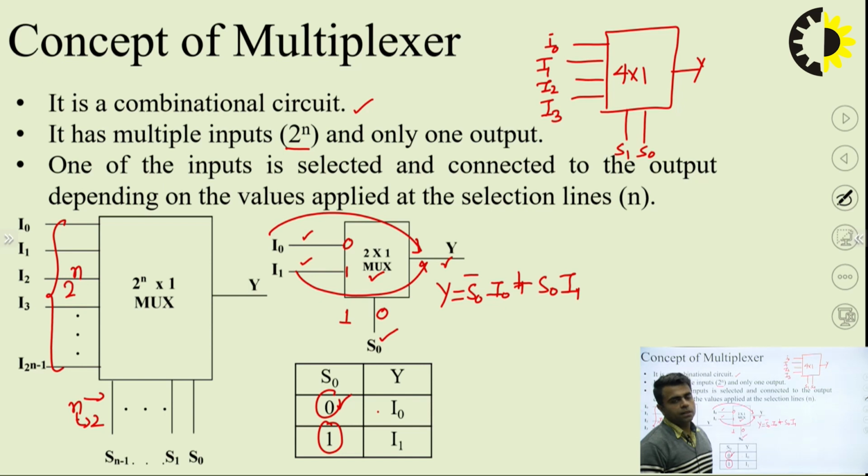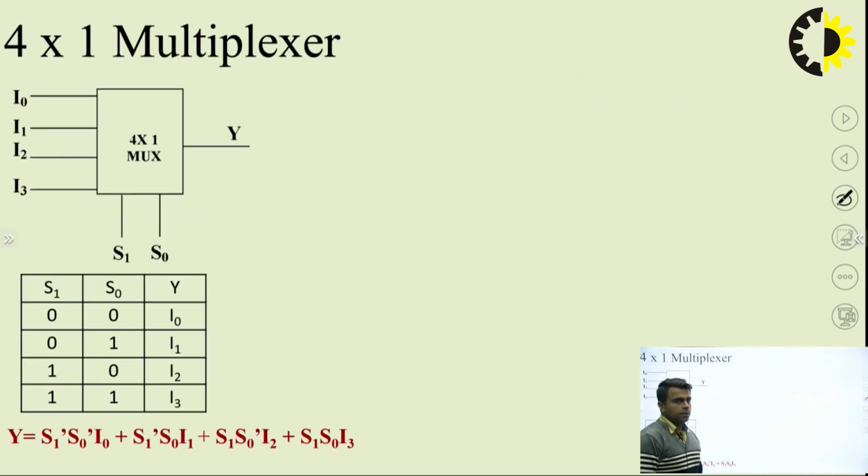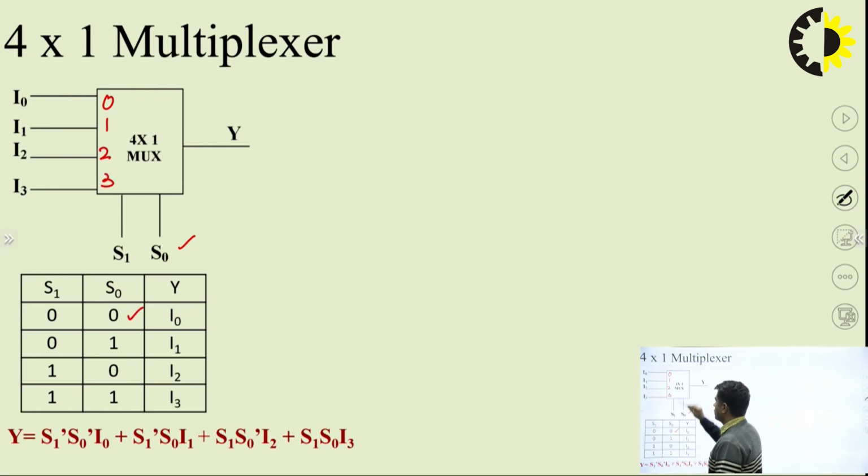Similarly, we can proceed for the 4 cross 1 multiplexer, in which there are 2 select lines and 4 inputs which can be labeled as 0, 1, 2 and 3. If you place 0, 0 on the select lines, then I0 will be selected. If you place 0, 1 on the select lines, I1 will be selected. If you place 1, 0, I2 will be selected. If you place 1, 1 on the select lines, I3 will be selected.